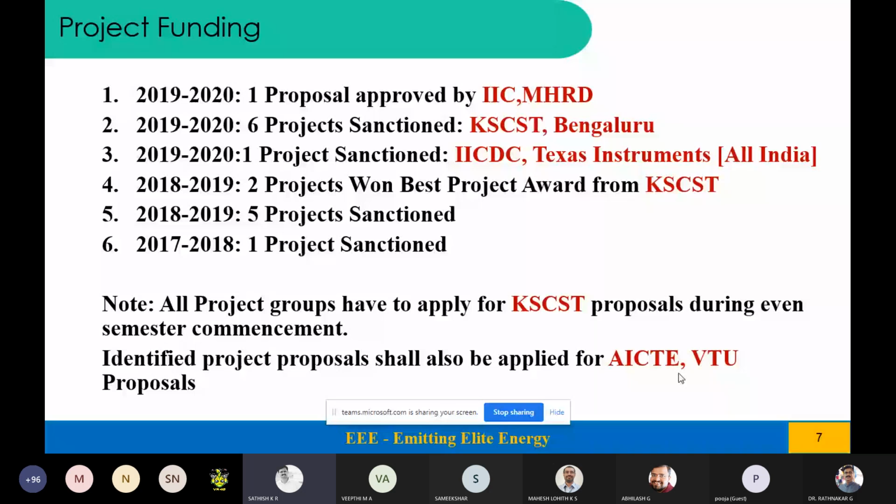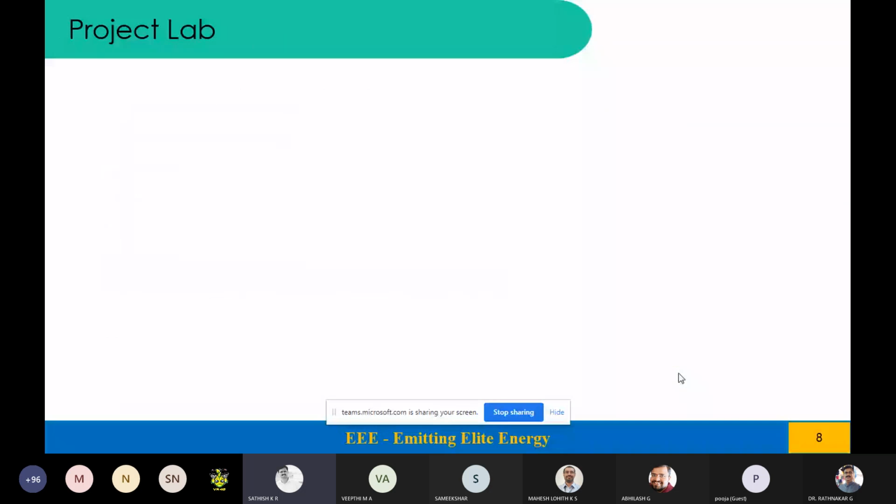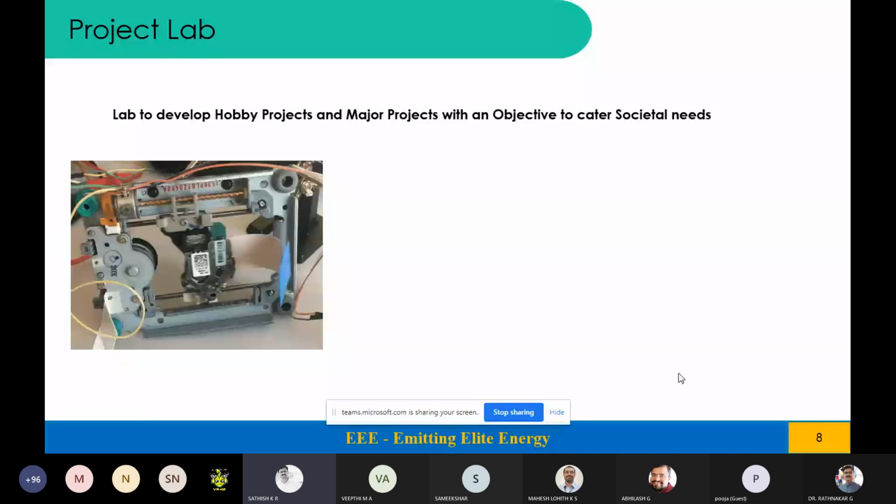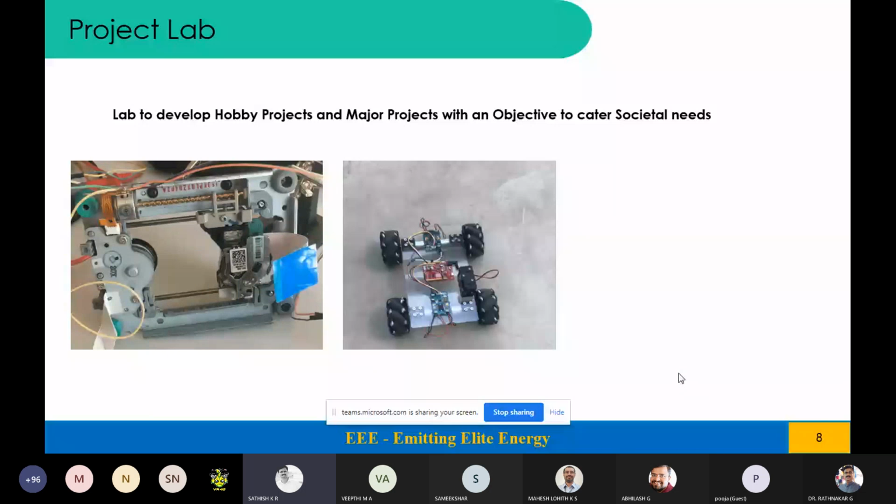Here I have shown some of the projects from 1920 as well as 1819, which have been developed in our lab itself. We are having so many labs, different labs for each semester, and in the higher semesters we'll be having a project lab. In the project lab, we are going with some experiments. These are the final year project experiments.